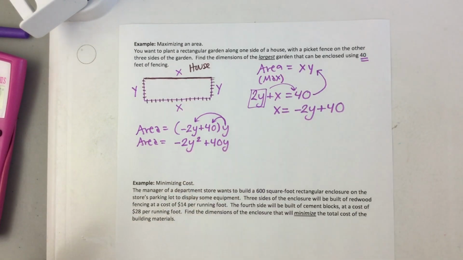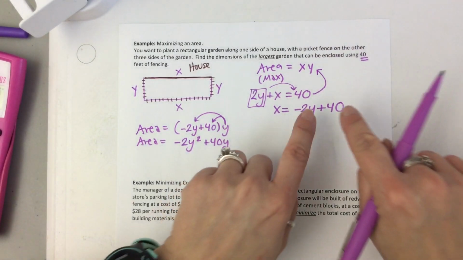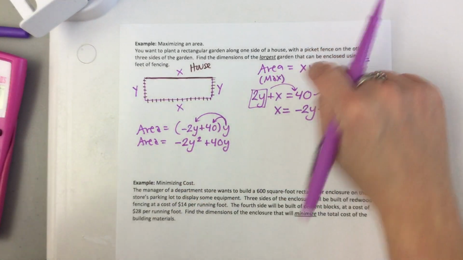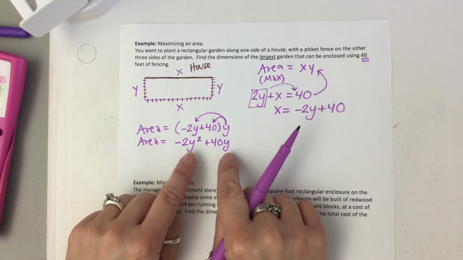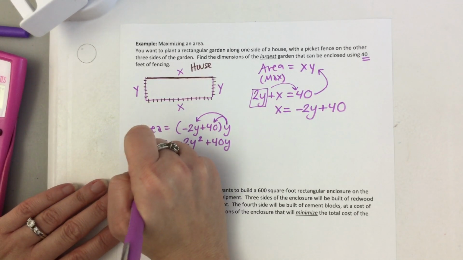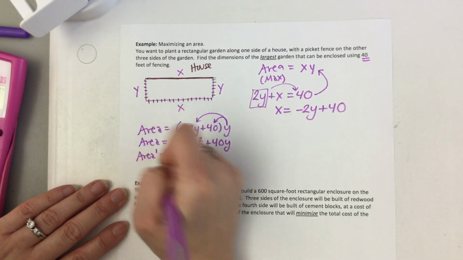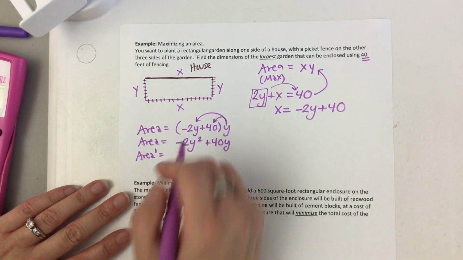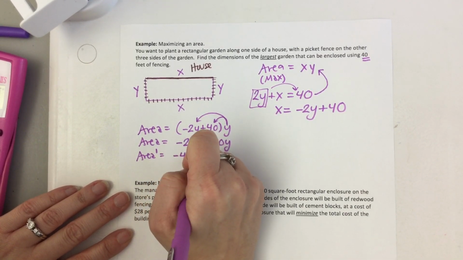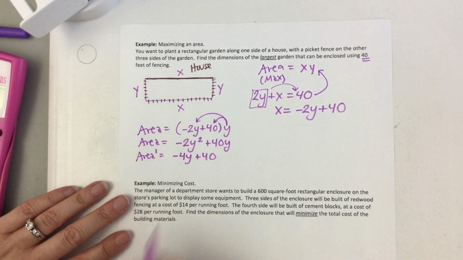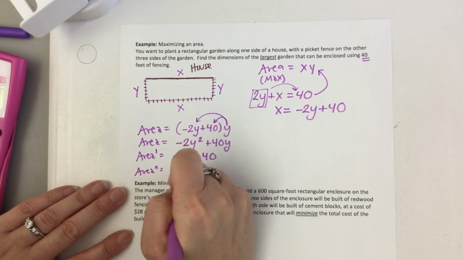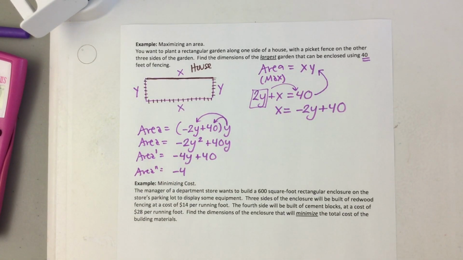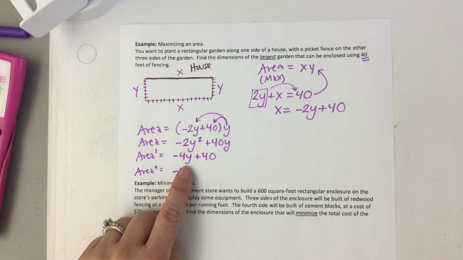So you guys, this is so cool. We want to maximize the area, but we had a constraint, so we had to put the constraint into what we're trying to maximize. This is our function, our f of x. If I find my first derivative, and I'm kind of a dork, so I just put area, first derivative of the area, negative 4y plus 40. I just found the derivative. The second derivative is negative 4.